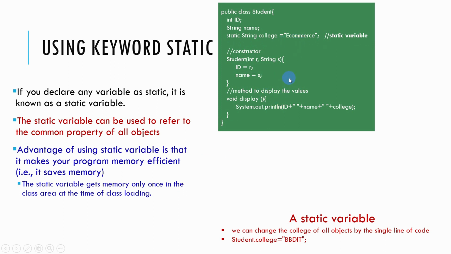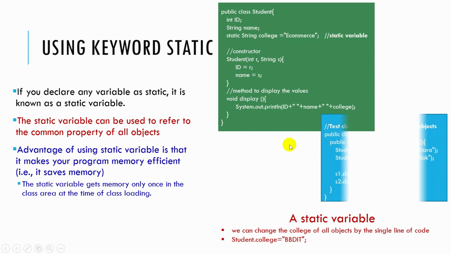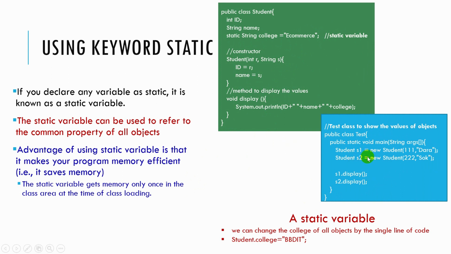Okay? So as you can see in here, if we set data later, for example, by default we set the college variable to e-commerce. And if you create, let's say, two objects S1, S2 here, and then you display this data, you will get the ID, the name, as well as the college of the student. However, if you change the college variable to any data by using S1 or S2, okay, that data will affect all the objects, because they are static. Okay, we'll test it when we go into the coding.